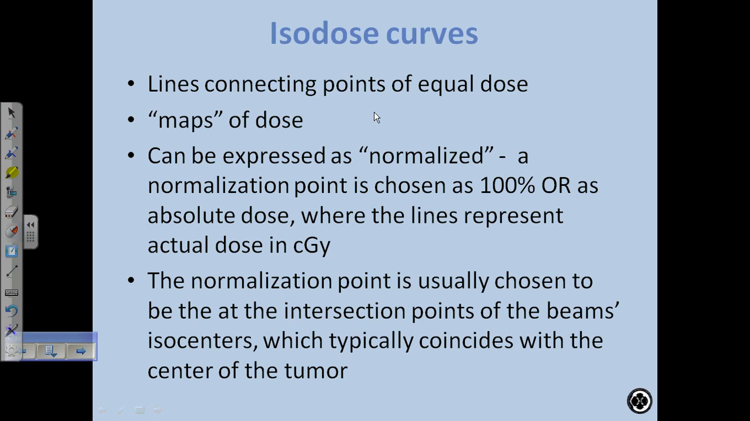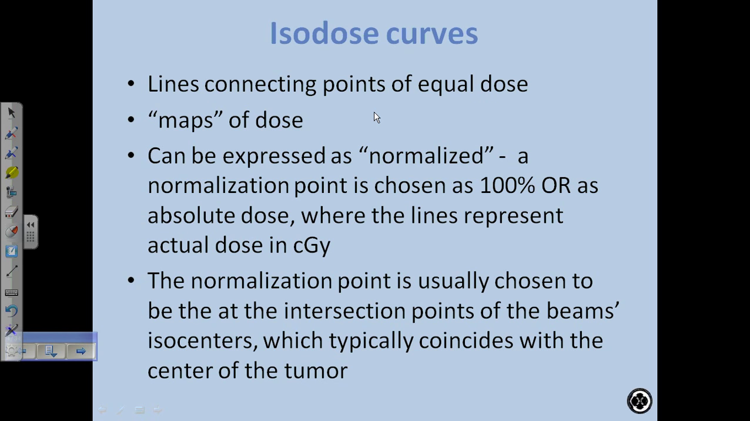A normalized isodose line is one where you pick a point within the patient's body and assign that point to be your normalization point. All the doses within the body are divided by the dose at that point, times 100, so it's a percentage. That point becomes your reference point. Say that point's 2,000 centigray; all the points in the body are divided by 2,000 and multiplied by 100, so it becomes a percentage isodose line.